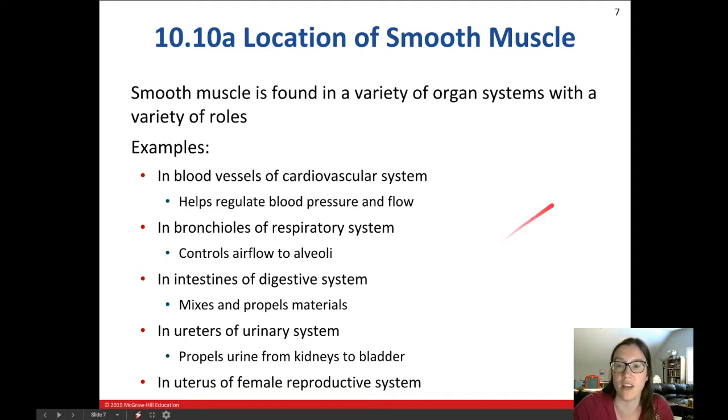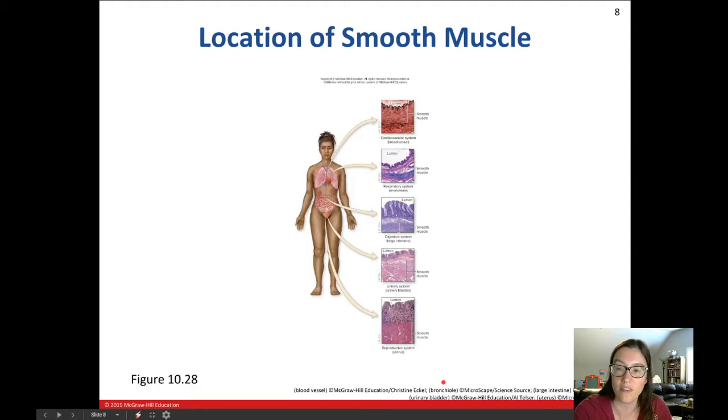Smooth muscle is found in many of our organ systems. In the blood vessels of the cardiovascular system, it helps regulate blood pressure and flow. In the bronchioles in the respiratory system, it controls the airflow to the alveoli. In the intestines and the digestive system, it mixes and propels material. In the ureters of the urinary system, it propels urine from the kidneys to the bladder. And in the uterus of the female reproductive system. So lots and lots of smooth muscle. We can find it in all of these different areas, and we will talk about the muscle in each different system as we go through 169.